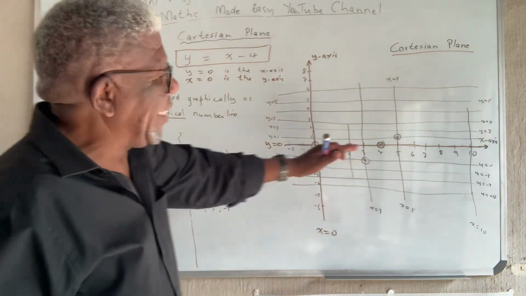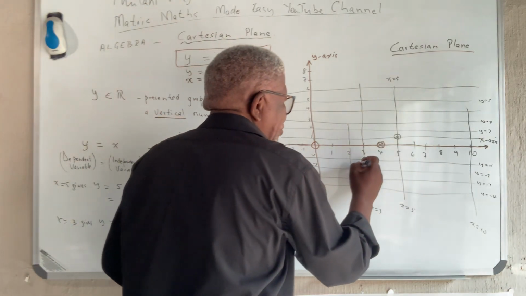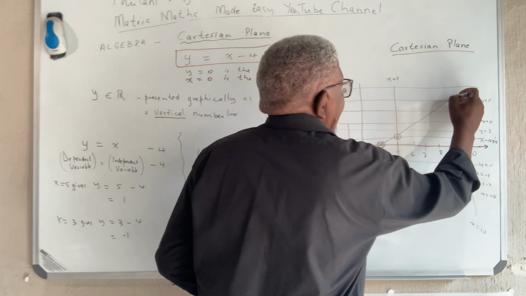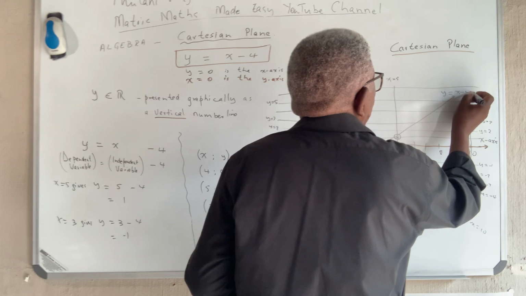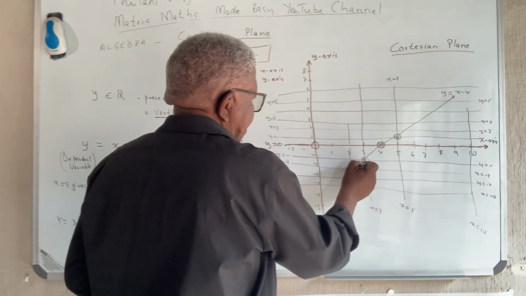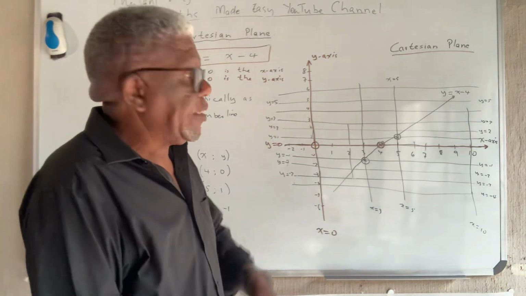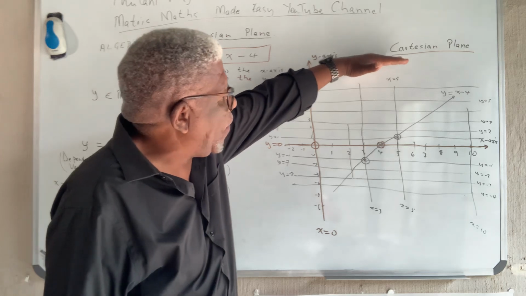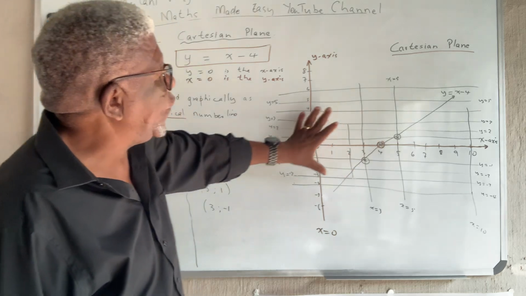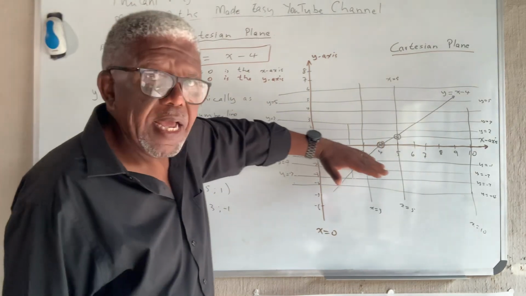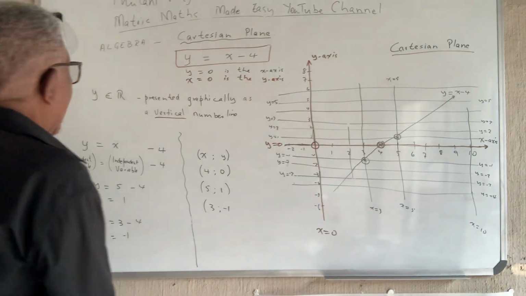Now, if these were drawn to scale, then I'd be able to draw a straight line through here, which represents y equals x minus 4. So anywhere on this line, y will be equal to x minus 4. But I didn't draw it to scale. I'm just wanting to explain to you how the Cartesian plane works. So the Cartesian plane is actually the graphical presentation of the relationship between the independent variable x and the dependent variable y.